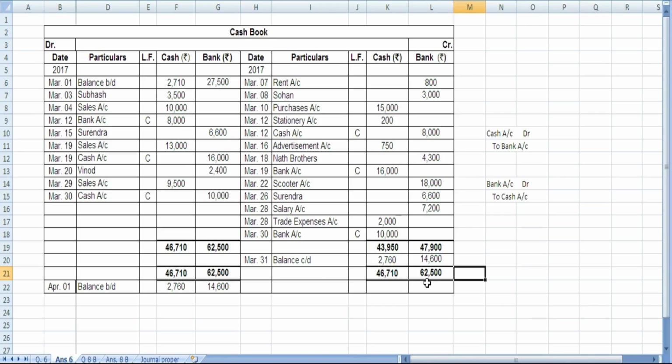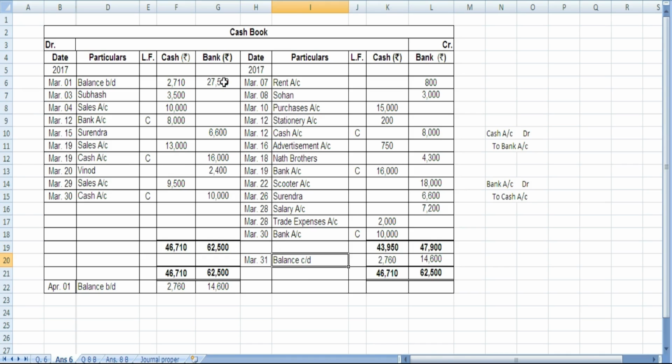Okay, so here what you can see, we have to balance, we have to make both the sides equal. So this side is more and this side is less. That means there has to be some amount which will make this side and this side equal. So how much more we have to add? We have to add 2,760. That will be the balance c/d, the closing balance on March 31st.